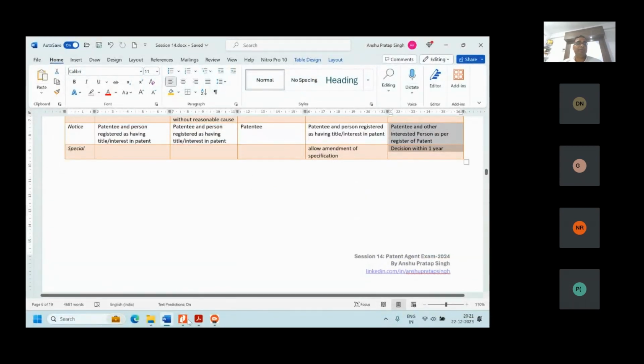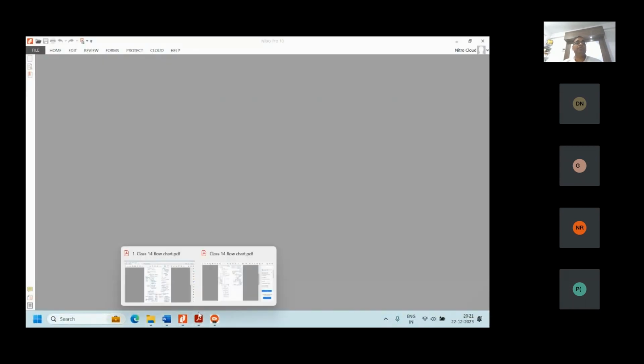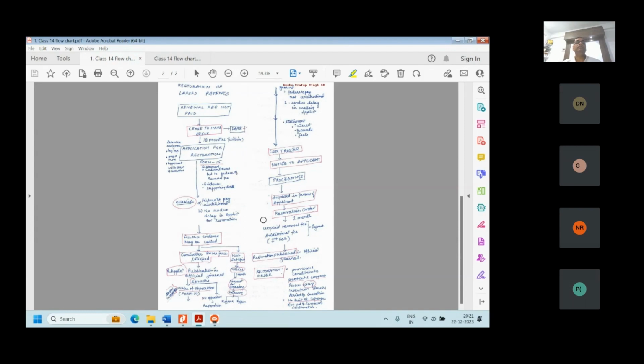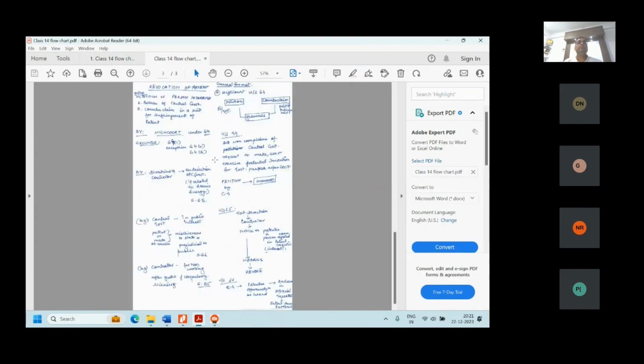Now comes the procedure. Let's go to the flow chart. So, revocation of the patent. Who can file the revocation of patent? We have discussed: person interested, petition of the central government, counterclaim in a suit for infringement of the patent. Under the High Court, what will happen? Grounds we have discussed: 64(1), exception 64(2), 64(3). Now, on this comes direction. We have discussed all this.